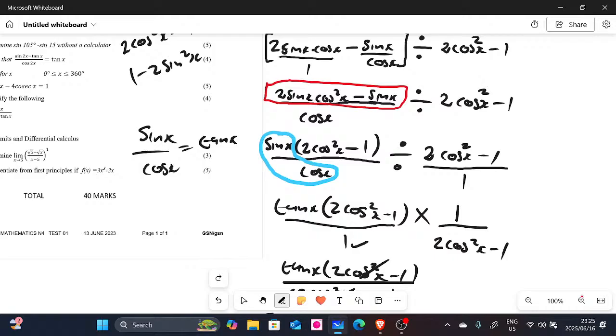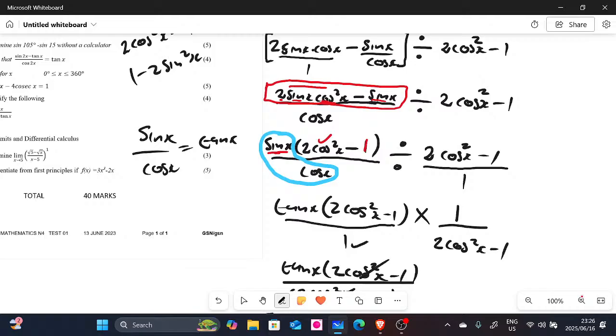Now, this first term has sine, and the second term also has sine. So we took out the common factor. If we take out this common factor here, we're going to have sine there, and we're left with only cos squared x, which is 2. This 2 here is 2 cos squared x. On the second term, if we take sine x out, we're only left with 1, right?